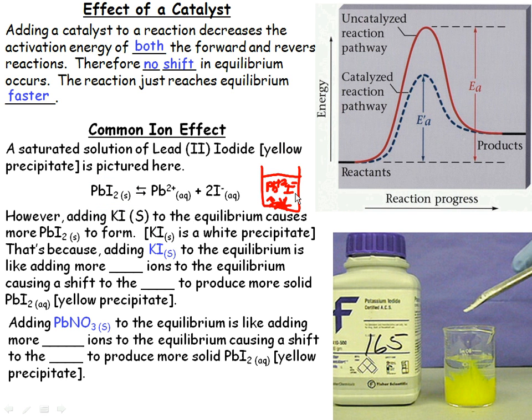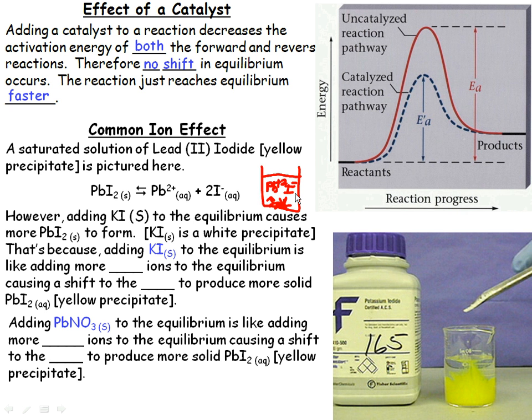If you happen to add more lead iodide, it wouldn't affect the equilibrium at all, because adding more lead iodide is adding more solid material to the saturated solution. And we all know from our solutions unit that the solid lead iodide would simply fall to the bottom and create a bigger pile of lead iodide. However, if you add something like potassium iodide to this equilibrium, that actually causes more lead iodide to form.